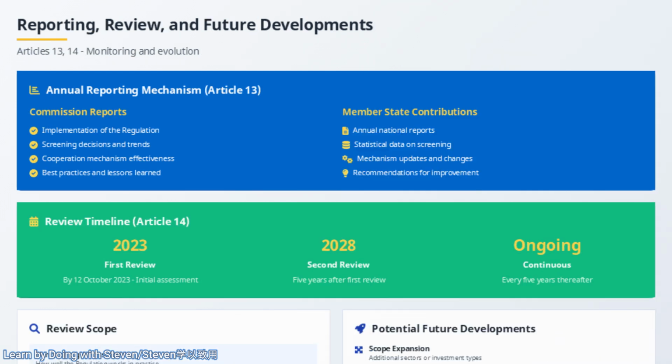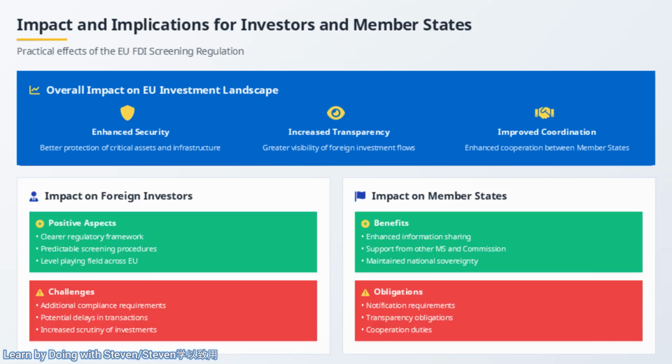To ensure the framework remains effective and relevant over time, there is a robust system for reporting and review. Under Article 13, the Commission publishes annual reports on the regulation's implementation, trends, and best practices, using data contributed by the member states. Furthermore, Article 14 mandates a formal review of the regulation's functioning. The first was scheduled for 2023, with subsequent reviews every 5 years thereafter, ensuring the framework can adapt to future challenges. So, what has been the practical impact of this regulation for investors and for member states?